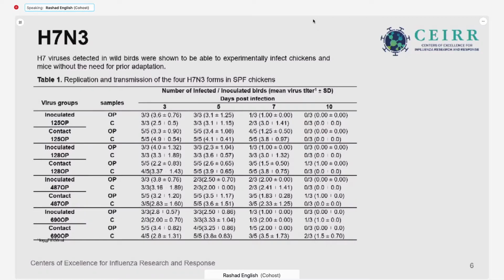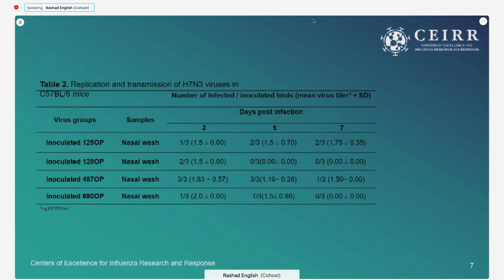What we've seen is that these viruses that are detected in wild birds are able to infect chickens and mice readily without prior adaptation. In this table, you see the shedding that we have detected for all 4 viruses that we tested in the inoculated chickens, but they also were able to transmit to contact chickens, and these contact chickens were also shedding the virus. The same thing we noticed in mice. All 4 viruses that we experimented with were able to infect mice, and mice were shedding virus.